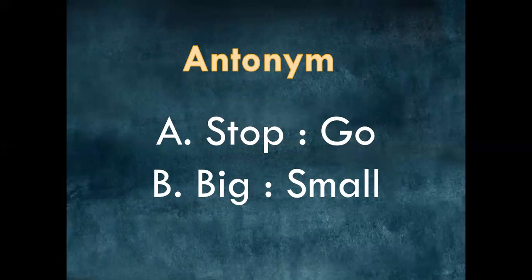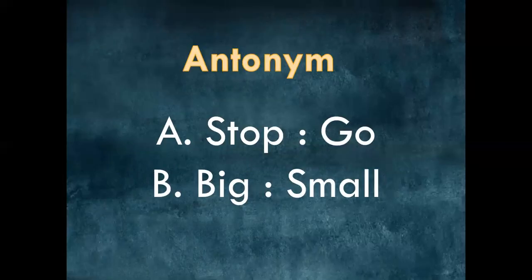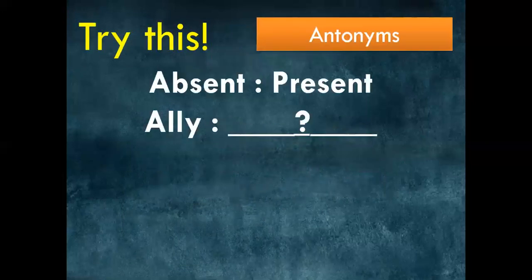Let's try some more examples. So this is the fourth one. The type of analogy is the antonym of. In short, stop is the antonym of go, big is the antonym of small. Now let's try this. Absent is to present, ally is to blank.